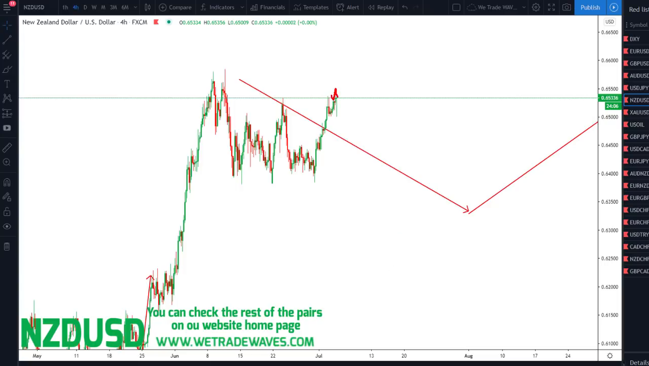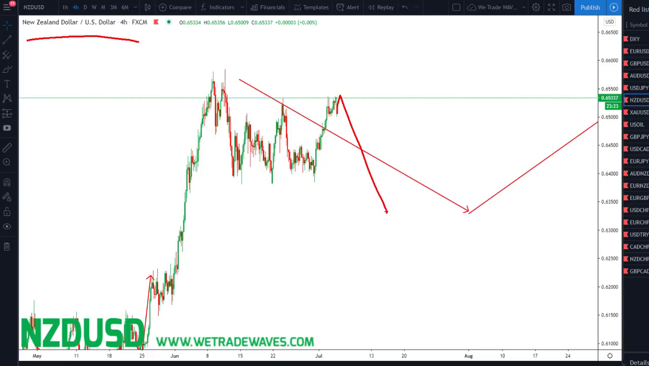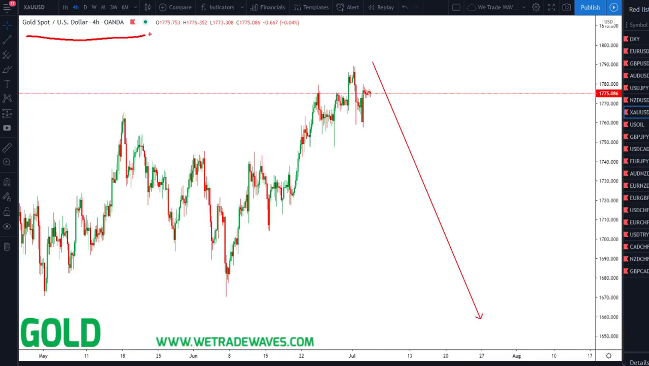Why? Because if the market pushes to the upside like that, you should not lose your account here, guys. You are not controlling the market, you are following the market. New Zealand dollar, downside. Gold, for this one, we did say last week we are expecting one more push up.